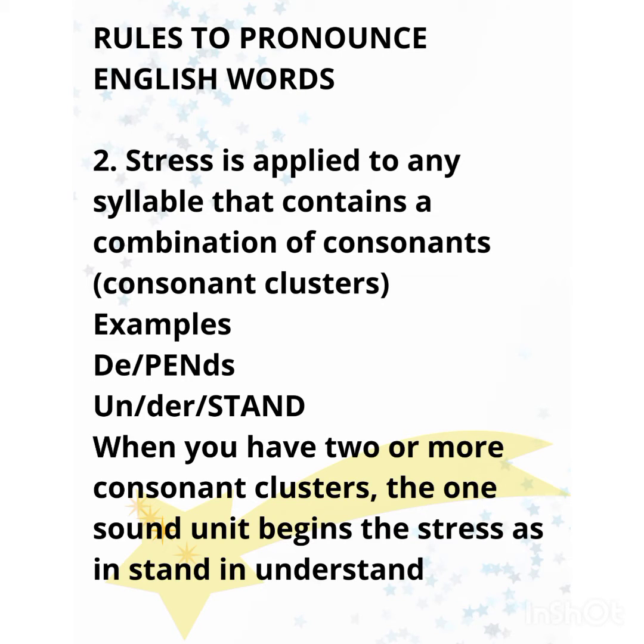And then rule number 2 says stress is applied to any syllable that contains a combination of consonants, what we call consonant clusters. So when you have a combination of consonants together in a particular word, we call them consonant clusters. For instance, in a word like depends, D-E-P-E-N-D-S. NDS in this case is a consonant cluster because it has 3 consonants immediately following each other. So we call them a consonant cluster. So stress is applied to any syllable that contains a combination of consonant clusters.